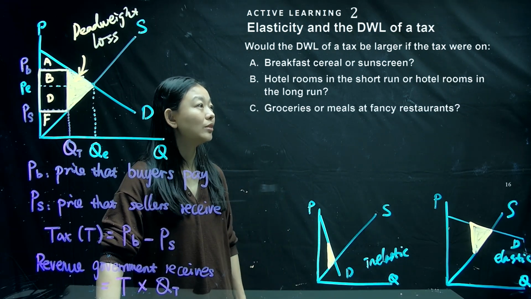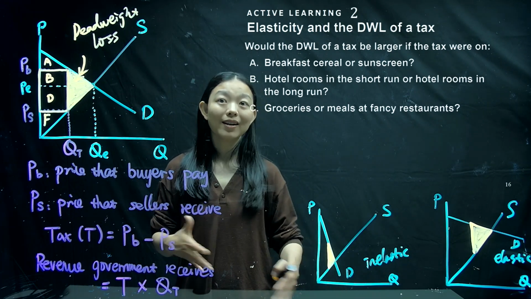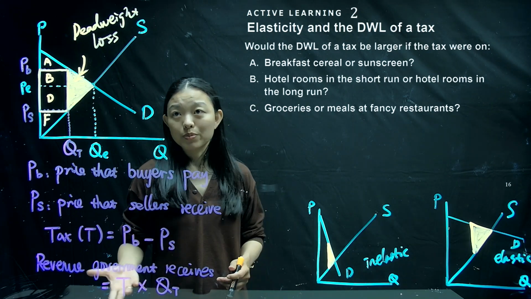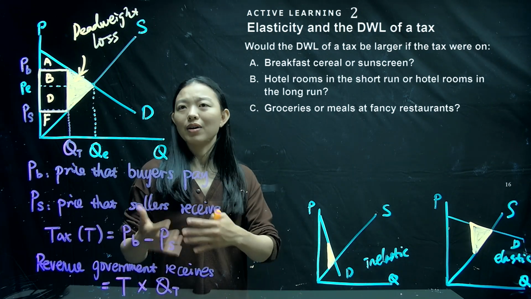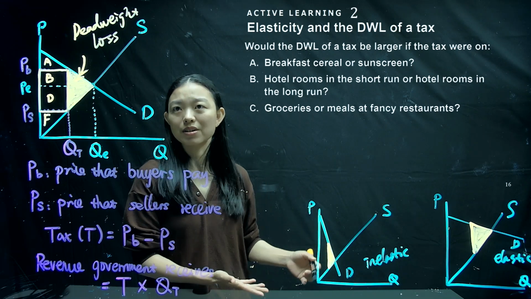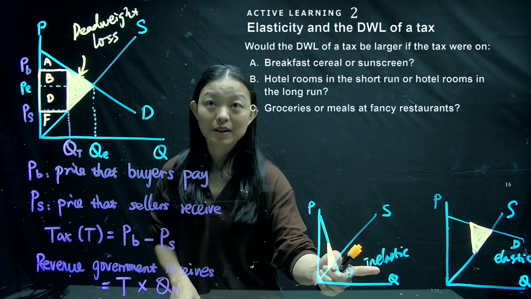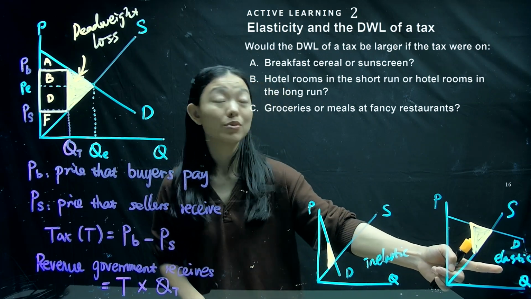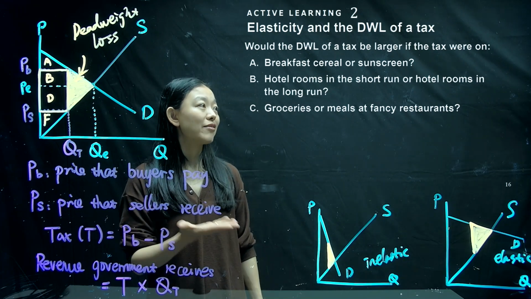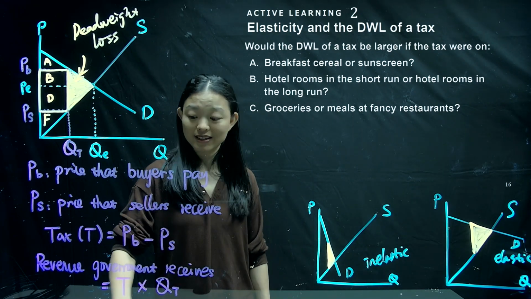Let's look at the last one. Groceries or meals at fancy restaurants. Which one will have elastic demand? Groceries are probably things that we need to have every day, right? But meals at fancy restaurants seem not necessary, right? Therefore, we would like to say groceries would be more inelastic demand. However, meals at fancy restaurants would be more elastic demand. Therefore, meals at fancy restaurants will actually result in larger deadweight loss if the government chooses to impose the tax.